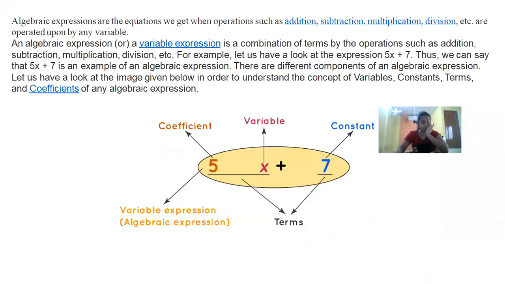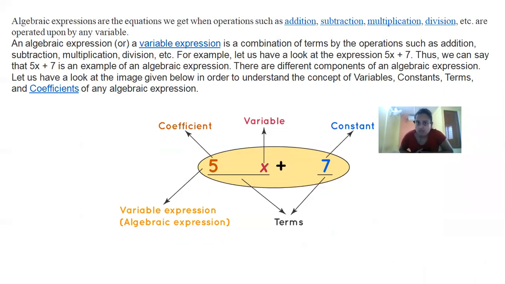Now algebraic expressions are the equations we get when operations such as addition, subtraction, multiplication, division, etc. are operated upon by any variable. This term is very important, variable. I have told you that when you are not provided with a definite answer, then you will be requiring these algebraic terms. When you say that the age of a student in my class is X, probably it may be 14 years or 13 years, you do not have a particular value. This X is a variable which can take any value. Therefore, this is called an algebraic expression or a variable expression, because addition, subtraction, multiplication, divisions are all done upon some variable quantity.